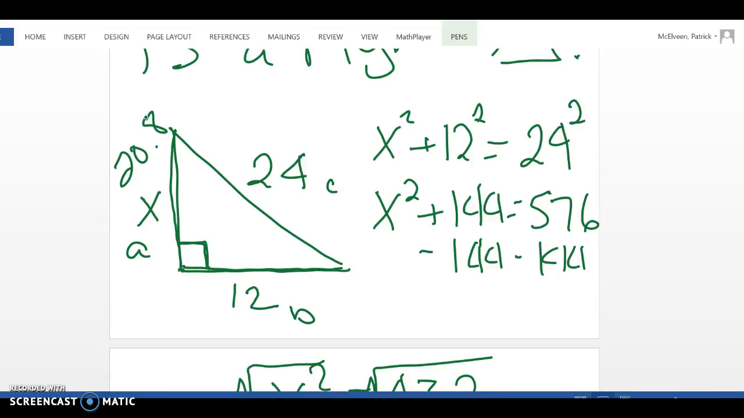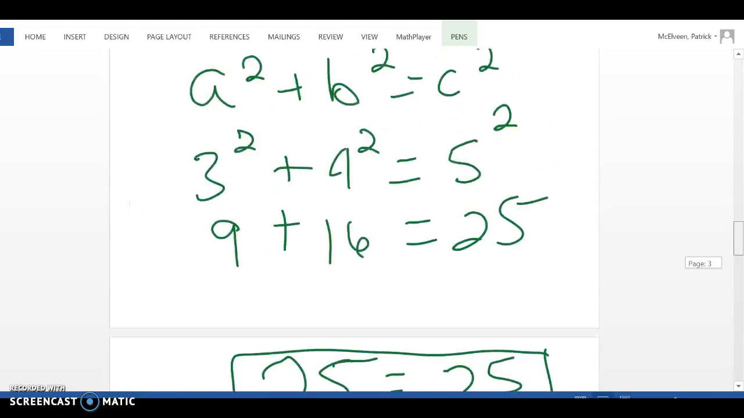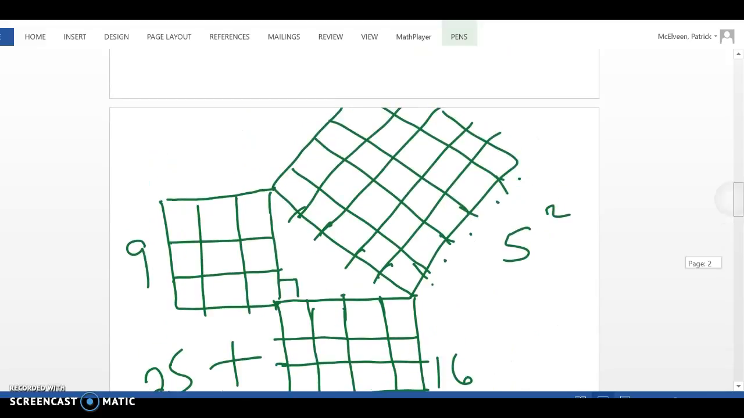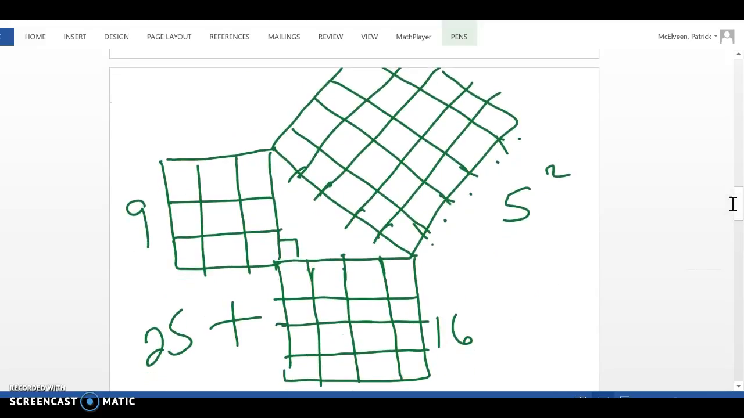In conclusion, the Pythagorean theorem says that if you take one of the sides of a right triangle, make it a square, take the other leg of the right triangle, make it a square, it equals the square of the hypotenuse.